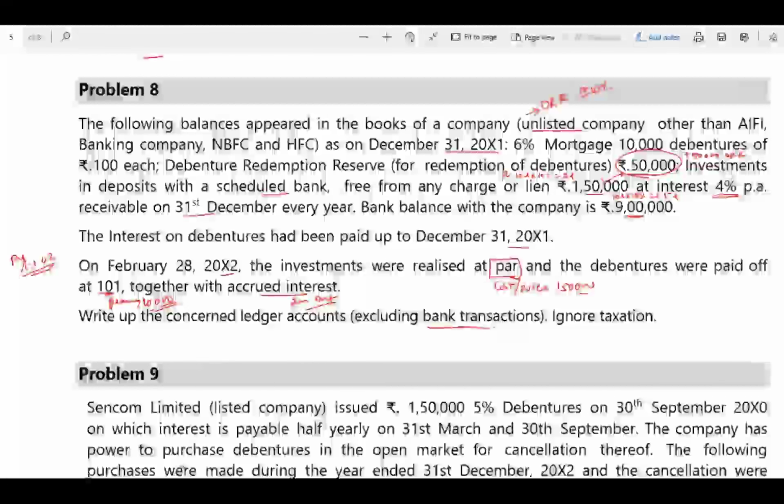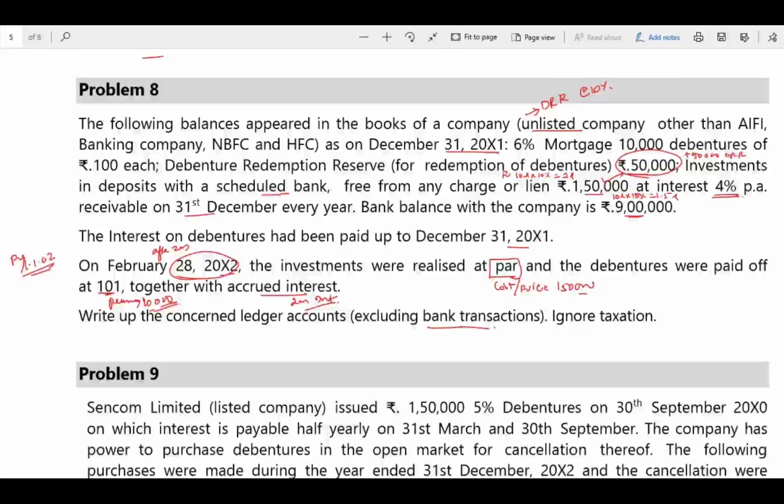In that year, after 2 months, we started to redeem. Since I'm going to redeem on 1st January itself, in the absence of information, I am supposed to create the shortfall of DRR. So that 50,000 I will create first. Thereafter, on 28th February, before I go for redemption, I will sell the investments first. Thereafter, I will go for redemption.